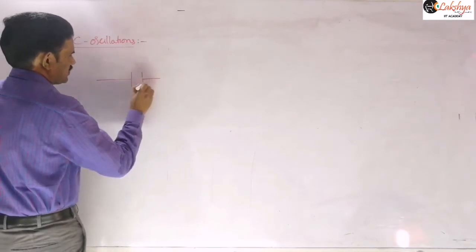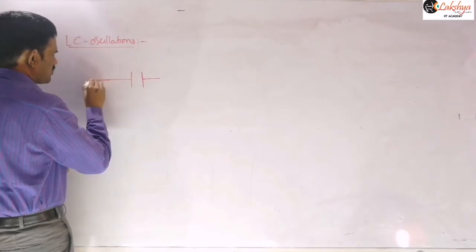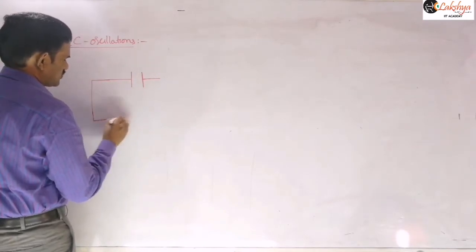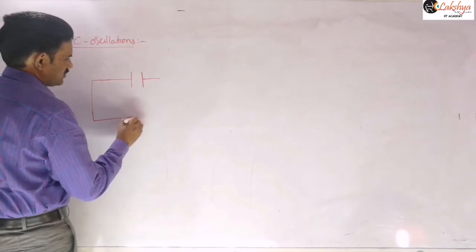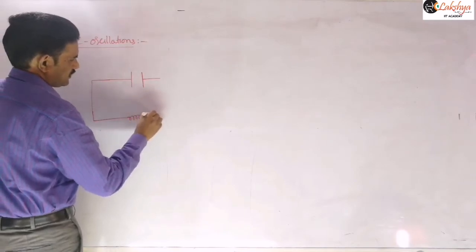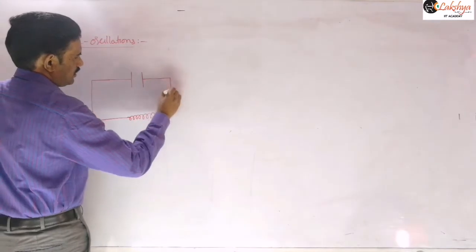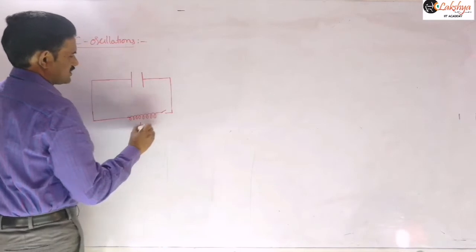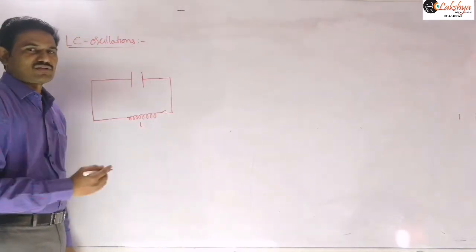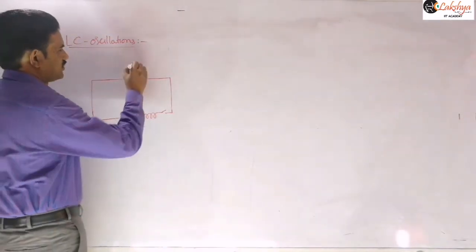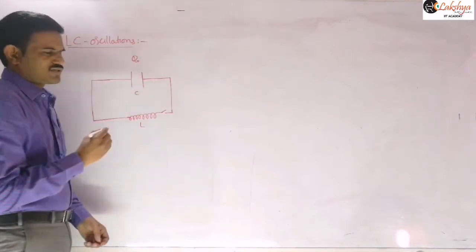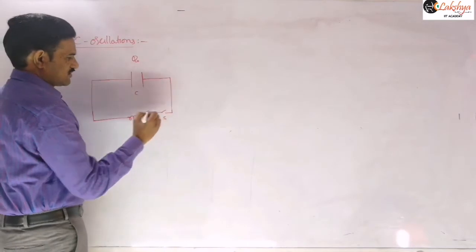So we consider a capacitor of capacitance C charged to a potential difference V, or let's suppose the maximum charge is Q naught on that. Now it is connected to an inductor of inductance L, which is an ideal inductor, that means its internal resistance is 0. Let's suppose Q naught is the initial charge present on the capacitor, and this is the switch S.